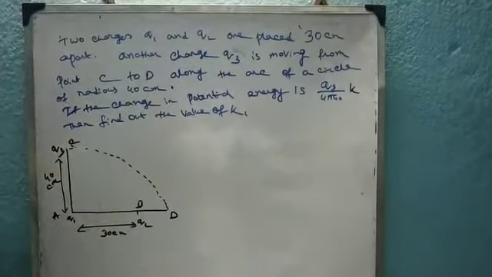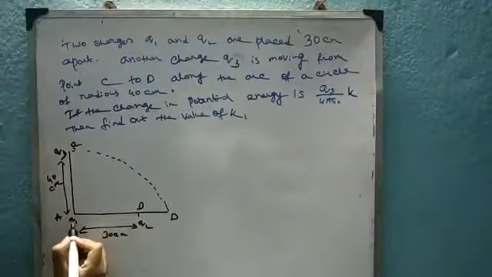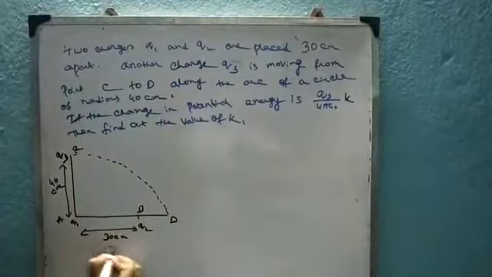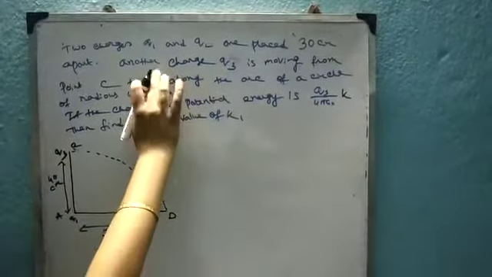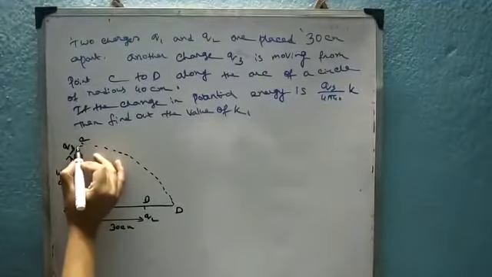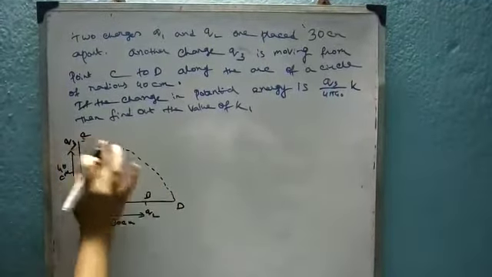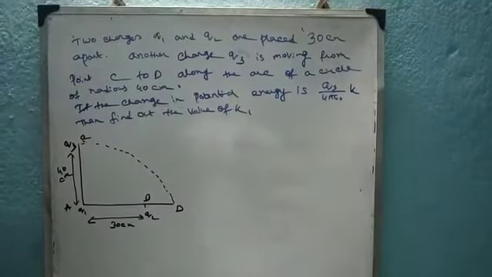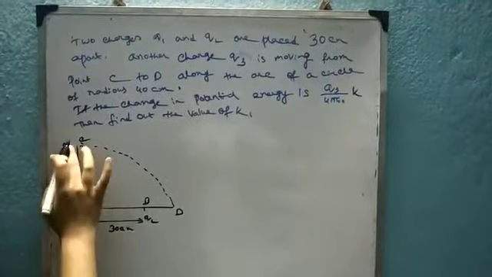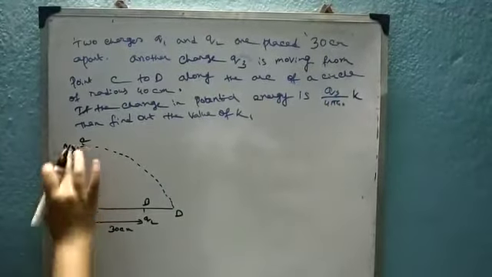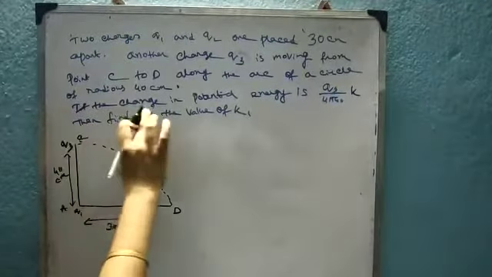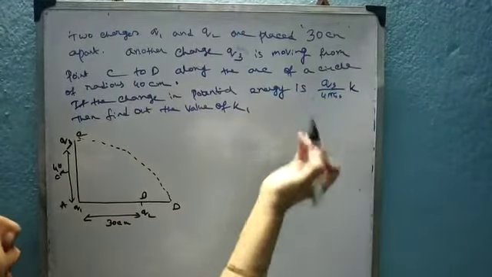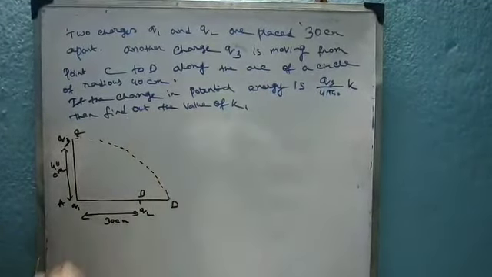The problem is that two charges Q1 and Q2. We can see in the figure two charges Q1 and Q2 are placed 30 cm apart. Another charge Q3 is moving from point C to D along the arc of a circle of radius 40 cm. We need to find out the change in potential energy during this process. If the change in potential energy is Q3 by 4 pi epsilon 0 into K, then we need to find out the value of K.